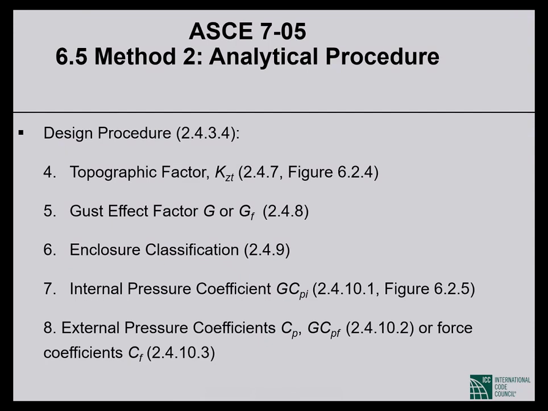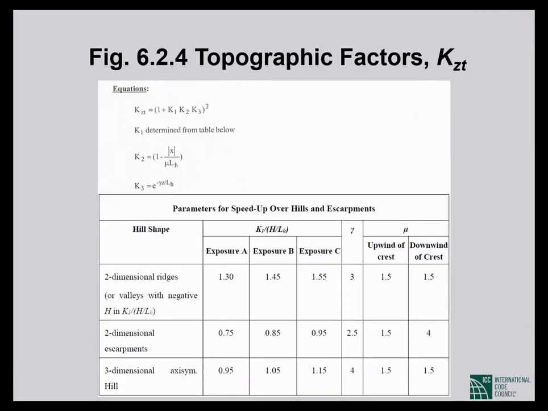So beyond that, we have to determine topographic effect factor K sub ZT, gust effect factor, enclosure classification, open, partially enclosed or enclosed, internal pressure coefficient, and then external pressure coefficient. So it's quite a bit. The K sub ZT is a complicated coefficient. It depends on three factors, K sub 1, K sub 2, K sub 3.